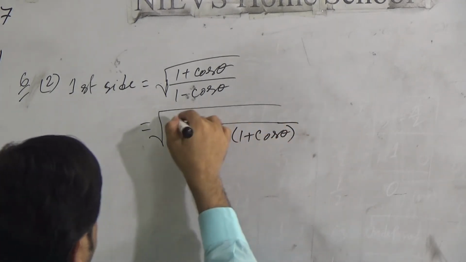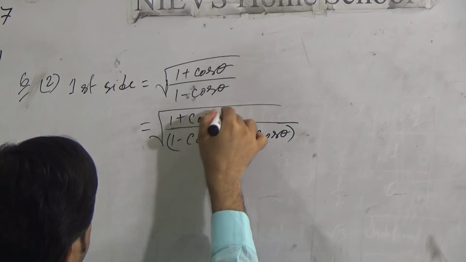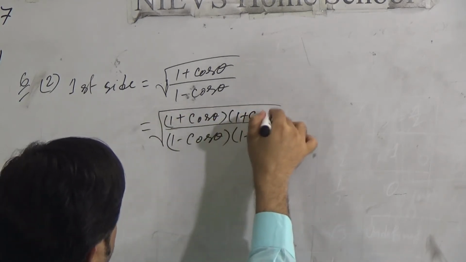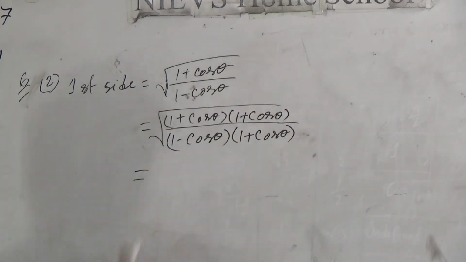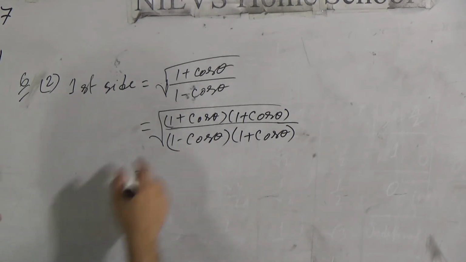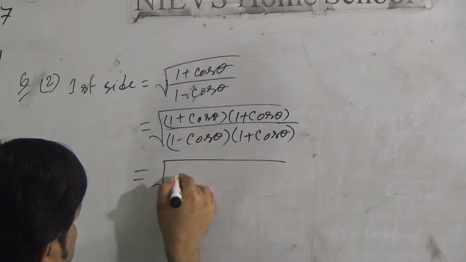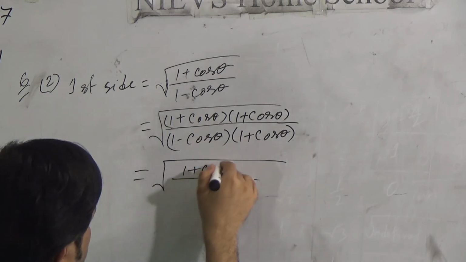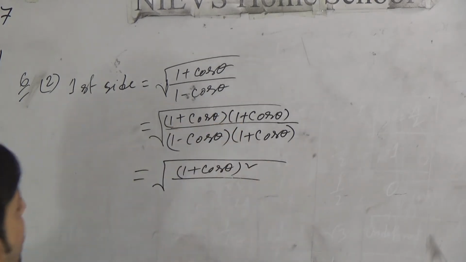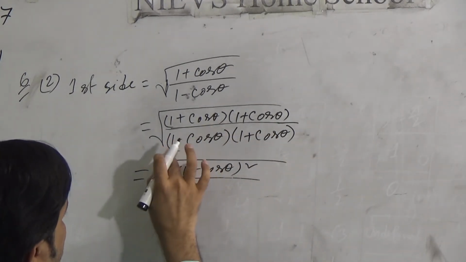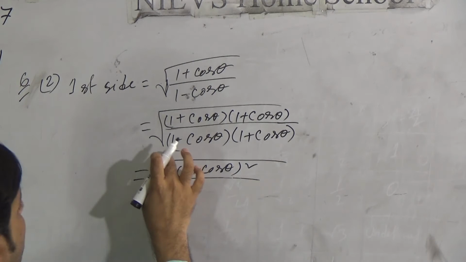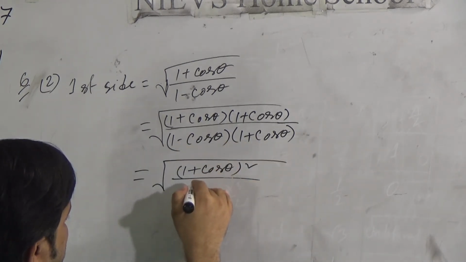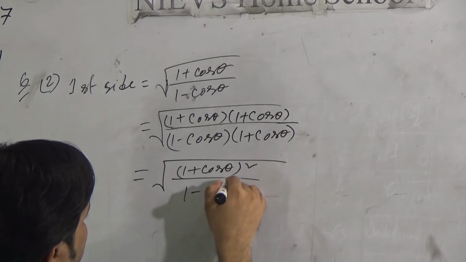So we have to multiply the numerator also. Here is 1 plus cos theta into 1 plus cos theta. These two vanish each other, so this will be equal to the given expression here. Now if we multiply in the numerator we will get 1 plus cos theta whole square, as there are two 1 plus cos theta. Then we can write here 1 plus cos theta, 1 minus cos theta into 1 plus cos theta. It means a minus b into a plus b, which is a square minus b square.